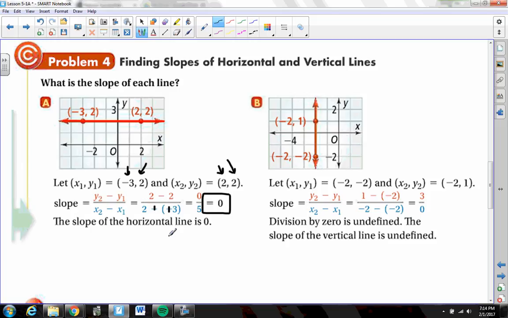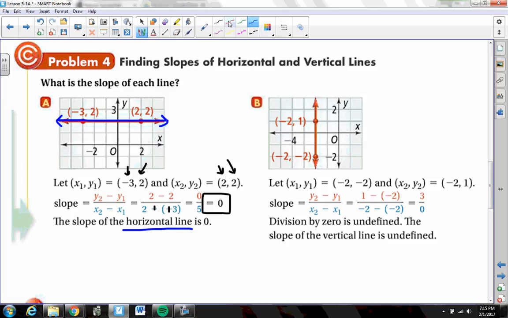So the slope here is 0, and what's neat is that the slope of any horizontal line is 0. Anytime you have a line that just goes straight across from left to right like this, the slope of that line is going to be 0 every single time. The slope of any horizontal line is always 0.